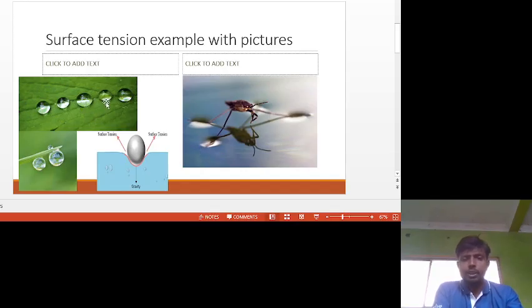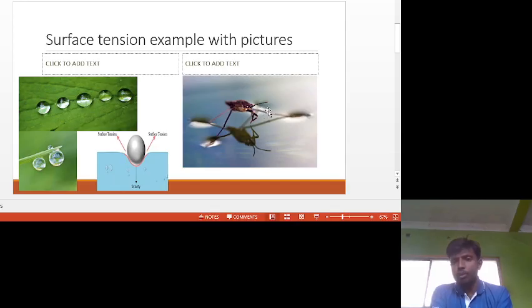Suppose it forms a spherical shape. That is an example of surface tension, because the spherical shape is the smallest shape for water or any object. So it forms a spherical shape. It is the smallest form of any object because of surface tension. Surface tension always tries to minimize its surface area and always works as a stretched membrane.